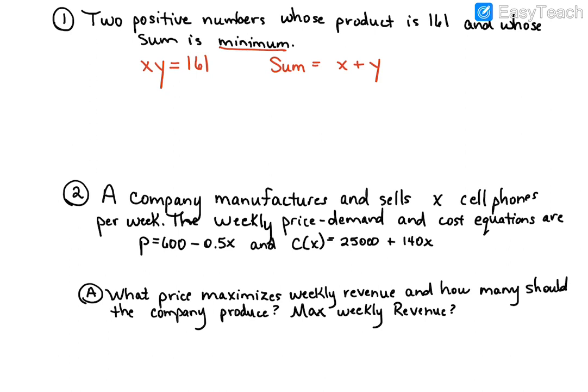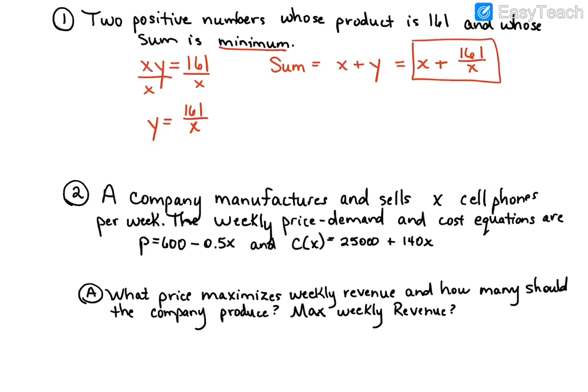So in order to do that, we need to have an equation that is in terms of just one variable. So I'm going to choose to take this first equation and get the y by itself so that I can plug in terms of x. So if y is the same as 161 over x, then in this equation here, I will replace the y with that value. So now basically, we're just trying to find what is the minimum of this particular function.